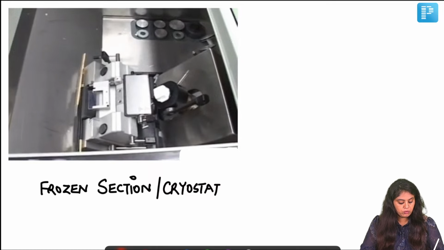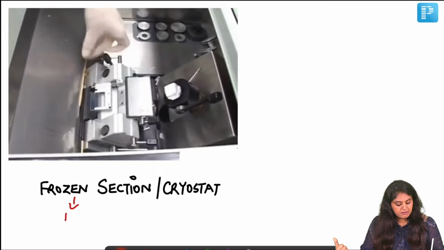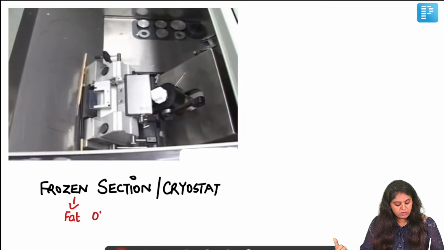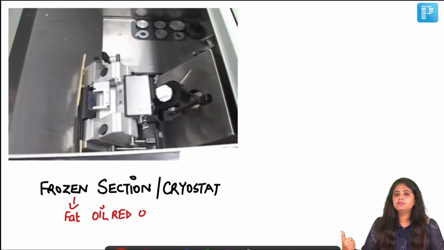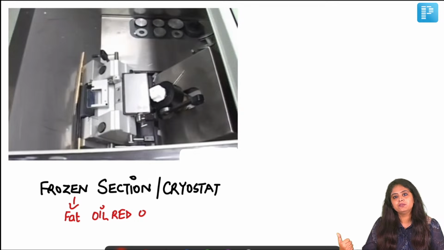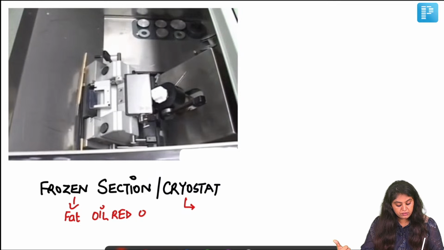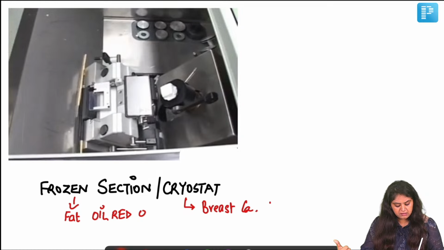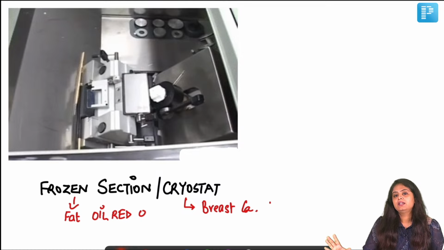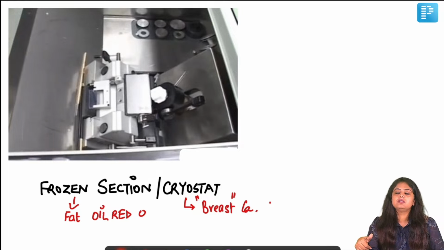Now what do you do frozen section for? Number one, it was an old PYQ: whenever you want to see fat, and what stain do you use for fat? Oil red, that you know. So to see fat, the best is to freeze the tissue, and you will be able to see fat with oil red. Second, what you use it for more, especially in surgery, not just breast cancer but any cancer, is quick diagnosis. I have just given you breast cancer history because that's how it comes in surgery very commonly.